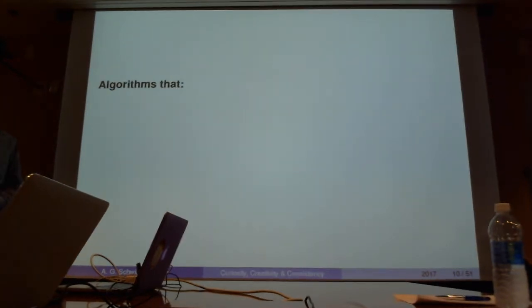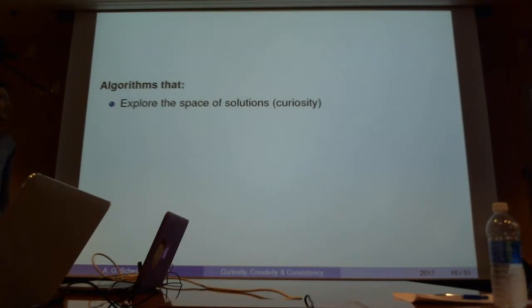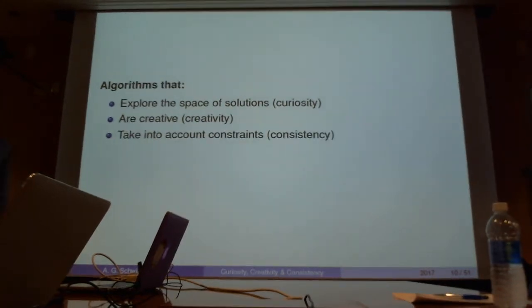So to drive home this point, what we need is algorithms that explore the space of all possible solutions and are somewhat curious, or I would refer to that as curiosity. But they shouldn't just explore exhaustively, right? We want them to come up with some creative solutions as well. But as I mentioned earlier, we also want them to take into account constraints. Constraints like summarize the text in 50 words.